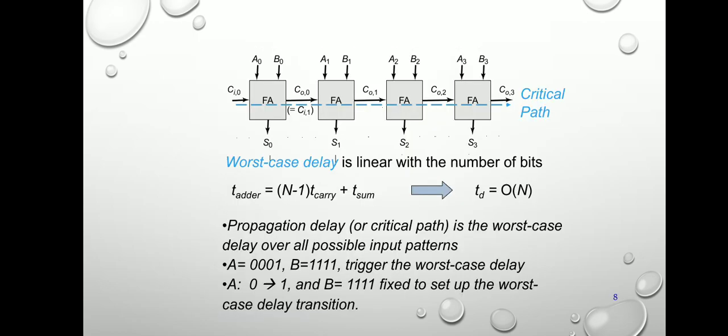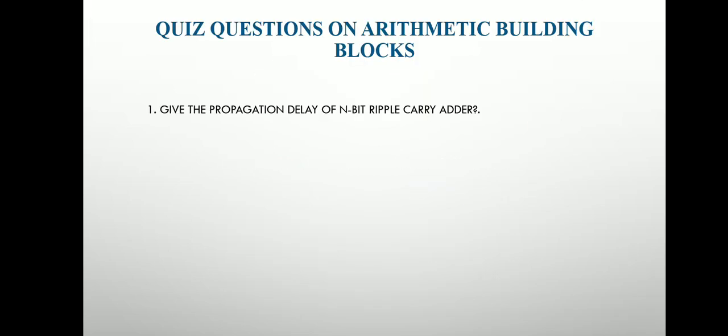Here you can see the worst case delay, which is linear with the number of bits, that is T adder is equal to (n minus 1) T carry plus T sum. This propagation delay is the worst case delay over all the possible input patterns. When A is equal to 0001 and B is equal to 1111, that is the worst case delay. And if A goes from 0 to 1 while B is equal to 111, fixed to set, that is a worst case delay transition.